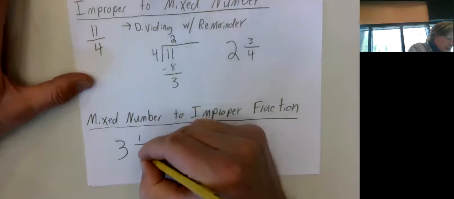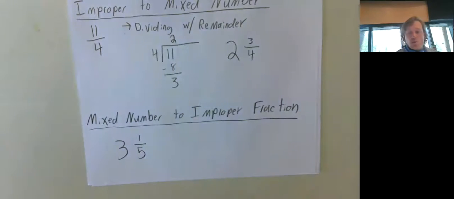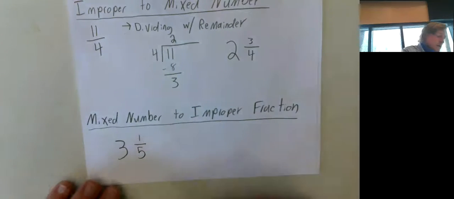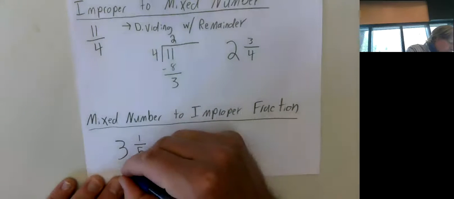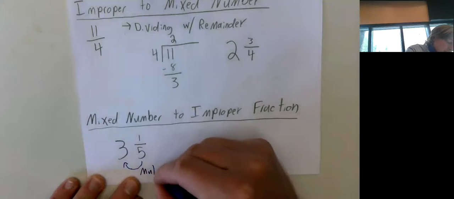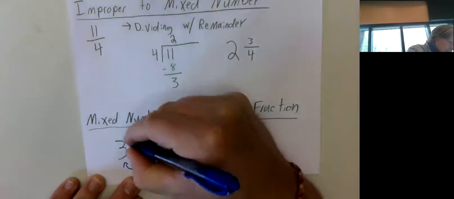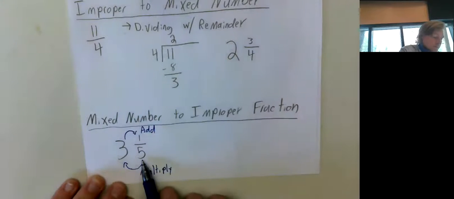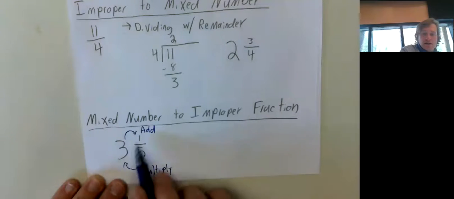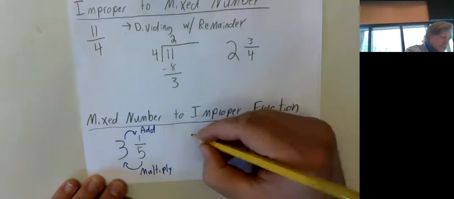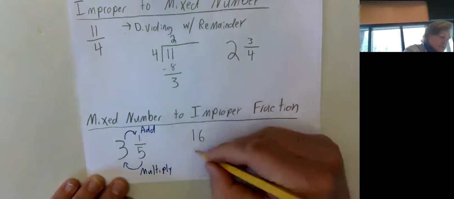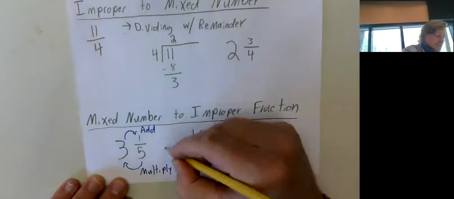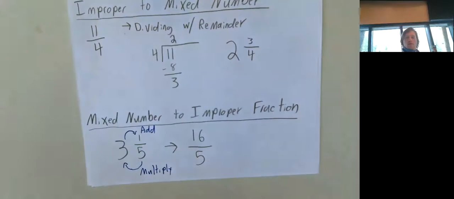Let's say there's 3 1/5. I go around the world. First step is I multiply. Next step, I add. So 5 times 3 is 15, plus the 1 is 16. That becomes my new numerator, 16, and my denominator stays the same. And there it is.